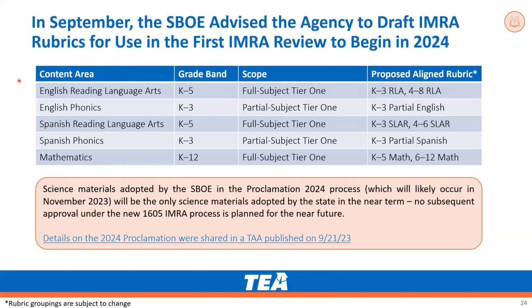In our last board meeting, the State Board advised staff to begin building rubrics aligned to English reading language arts grades K through 5, English phonics K through 3, Spanish reading language arts, Spanish phonics, and mathematics grades K through 12. These content areas and grade levels are what the board has indicated will be part of the first instructional materials review and approval process in the summer of 2024.